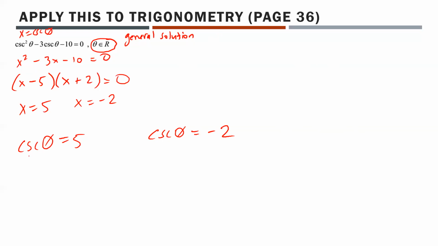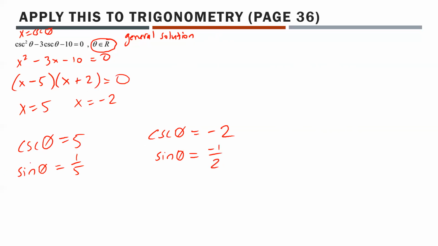Now cosecant is one of our reciprocal ratios, and it's just a nightmare. They're awful to work with. So instead, let's change this to its actual primary trig ratio. Well, cosecant is the reciprocal of sine. So if we flip this around, we can say sine theta equals the reciprocal of 5, which is 1/5. And likewise over here, we can say sine theta equals the reciprocal of -2, which is -1/2.